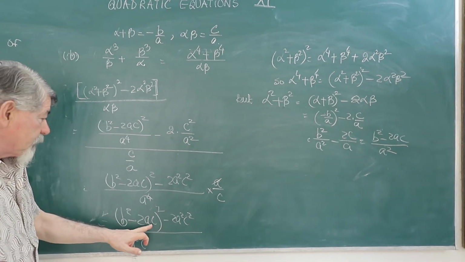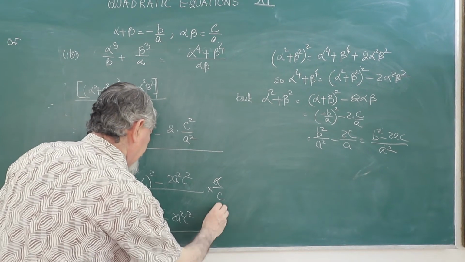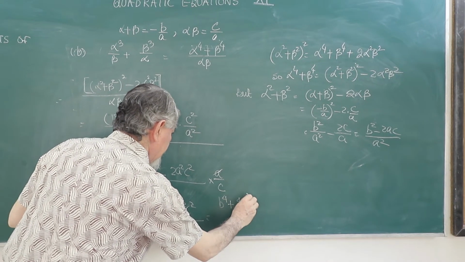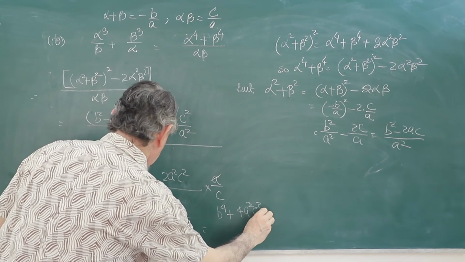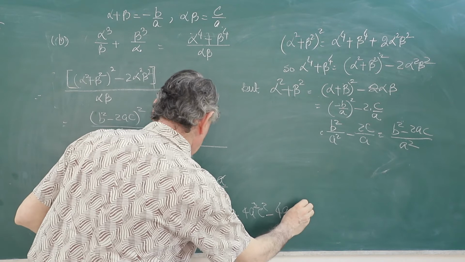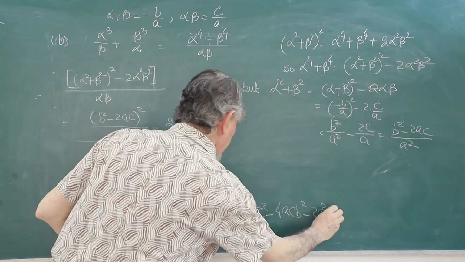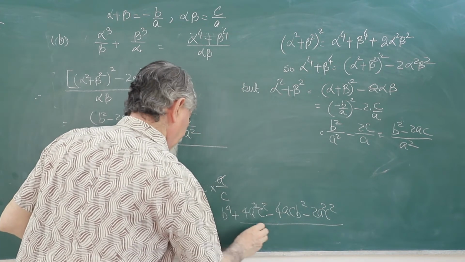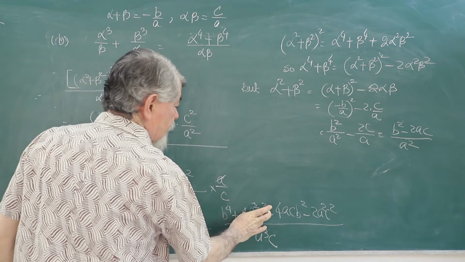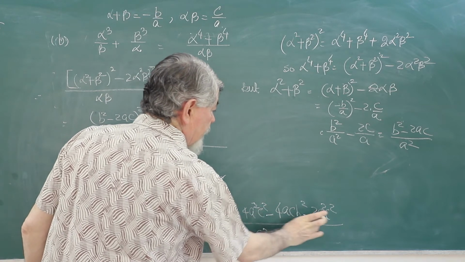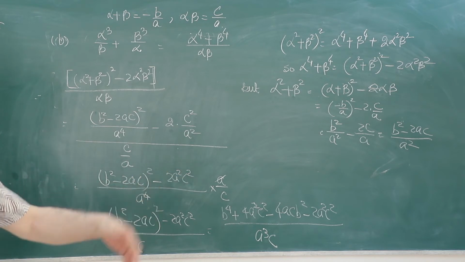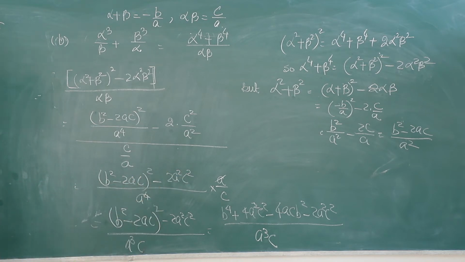If you want to open this bracket, you can open it as b to the power 4 plus 4a square c square minus 4acb square minus 2a square c square upon a cube c. Here you can take 4a square c square minus 2a square c square, which will become 2a square c square, and that can be written in the simplified form.